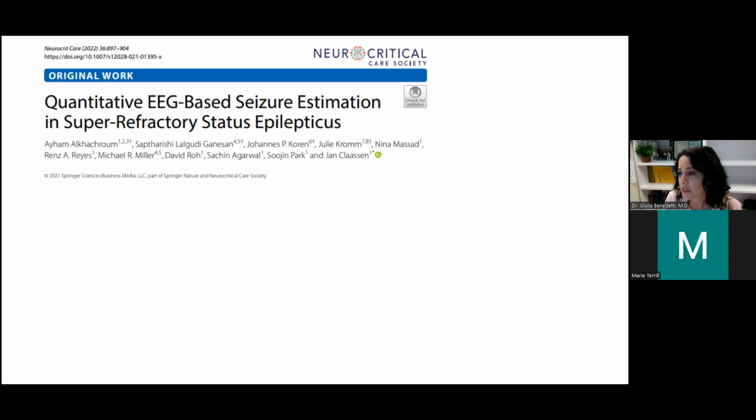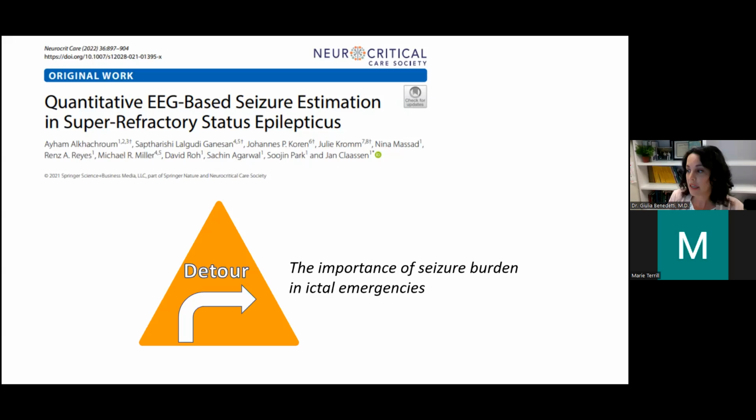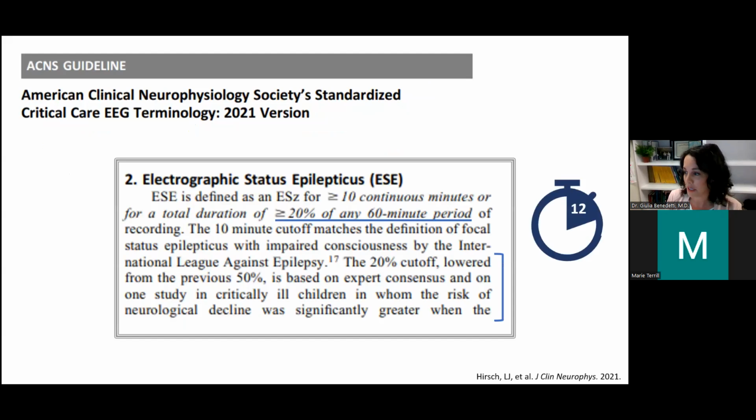So this was a study that came out just this month, I believe, looking at quantitative EEG to assess seizure burden and seizure assessment in superrefractory status epilepticus. And I want to take a little detour to talk about why seizure burden is so important in our ICU population, because I think this study adds some really important information that's going to help our management of these patients.